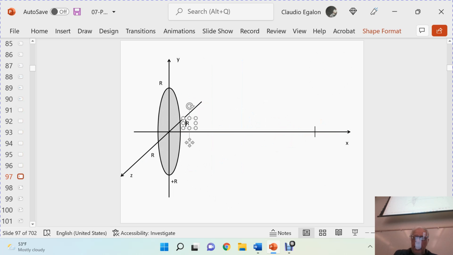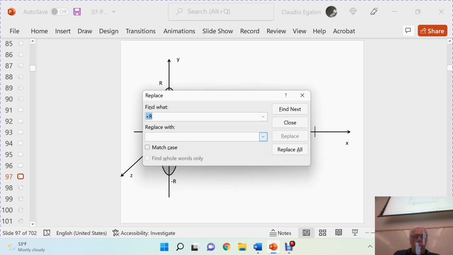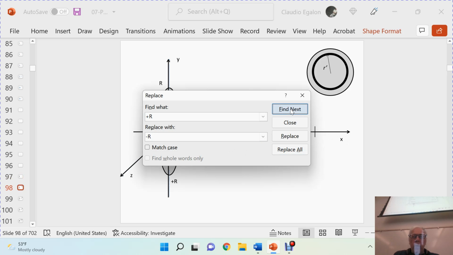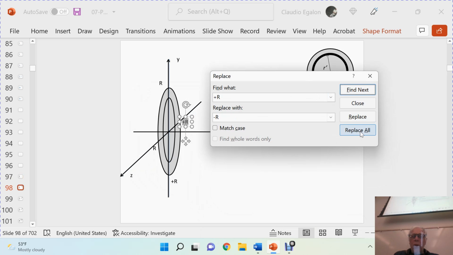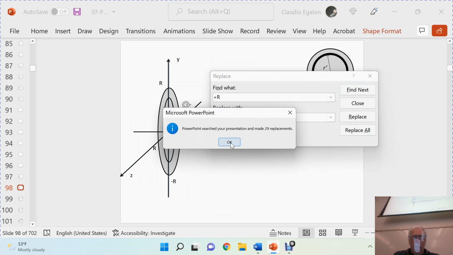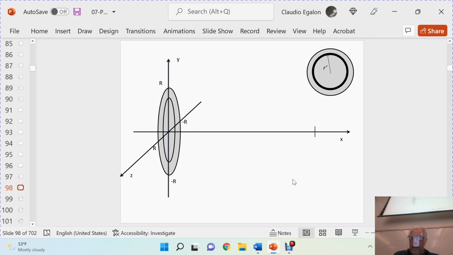Okay, here we go. Let's get minus here. Gotta fix all the stuff. Here you go. Let me see if I can hunt for everybody. Replace with minus R, hopefully. Fine. Yep, place of 29. Good. Hopefully I got it right.